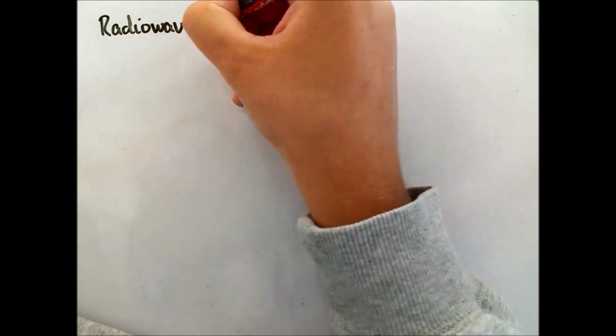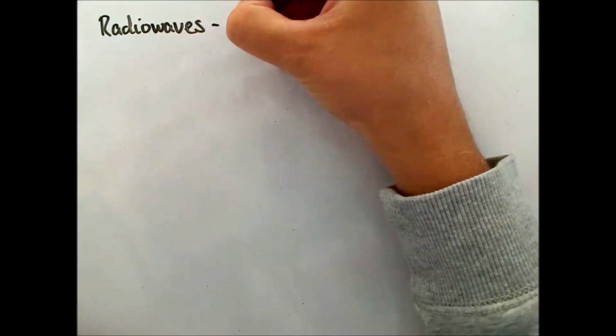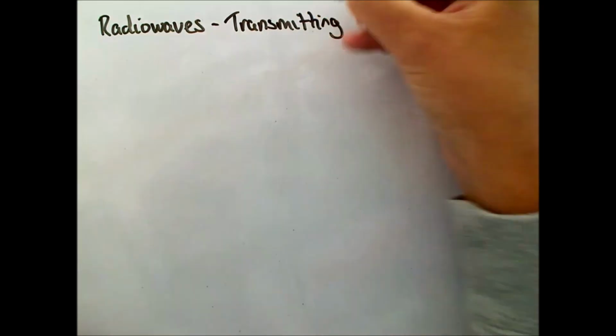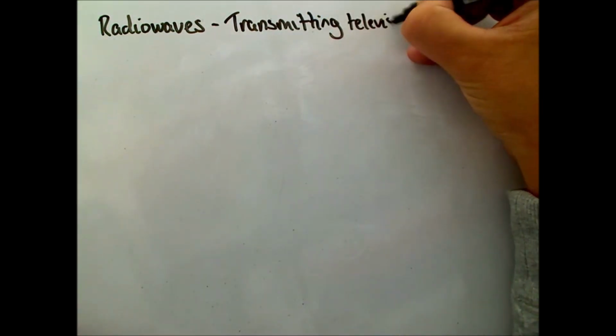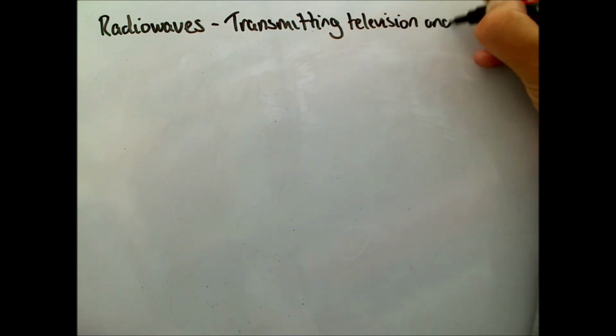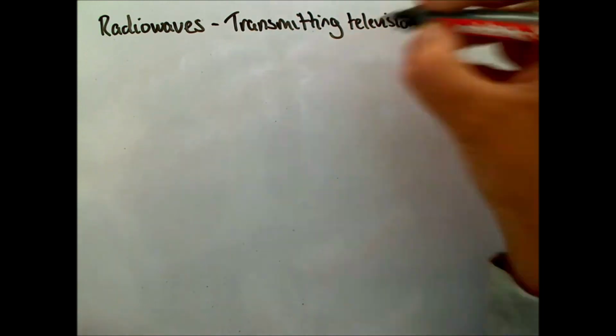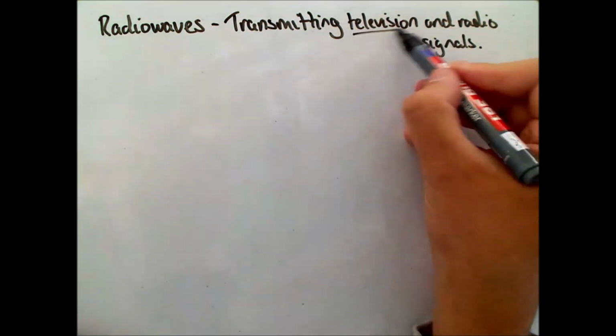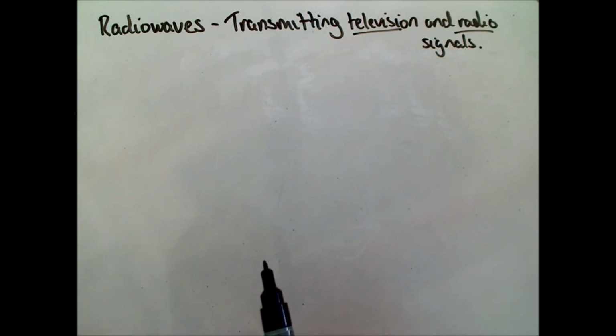We now need to go into specific detail on the uses of those different kinds of waves. So we'll start with radio waves. Write these along with me. Pause it if you need to, if I'm going too quick. So radio waves are used for transmitting television and radio signals. So they're used for both television and radio signals.